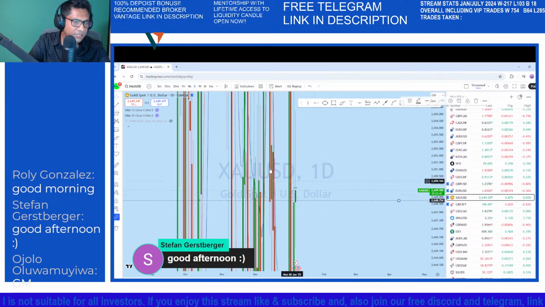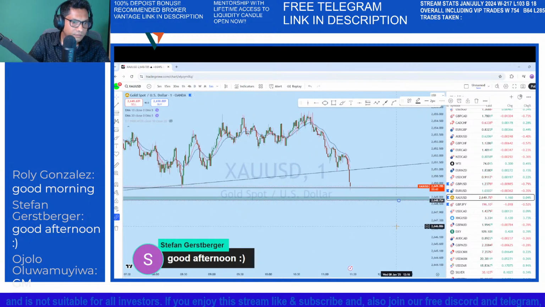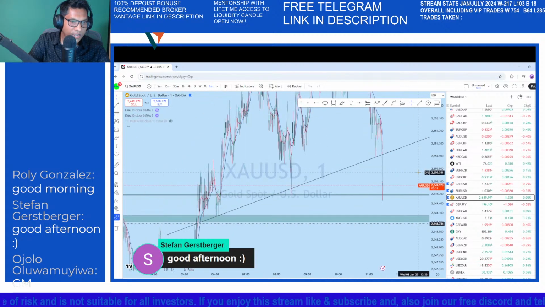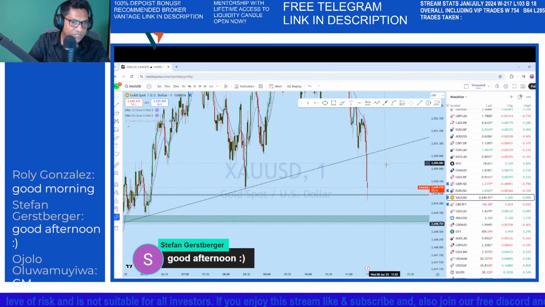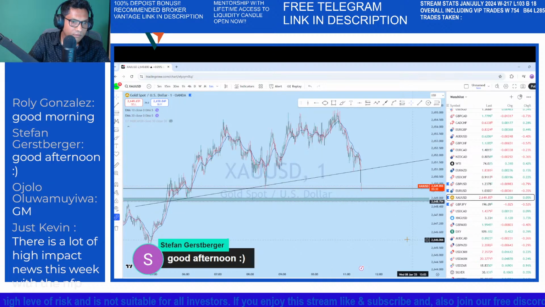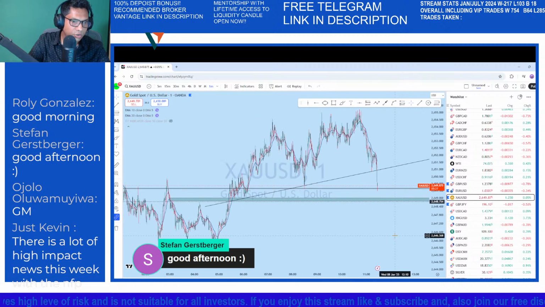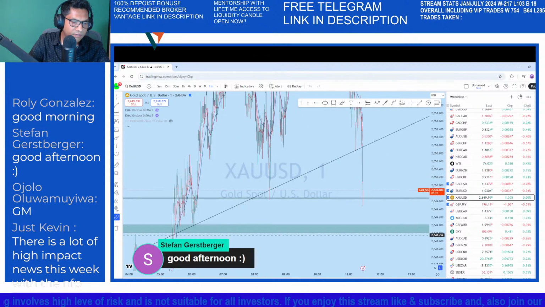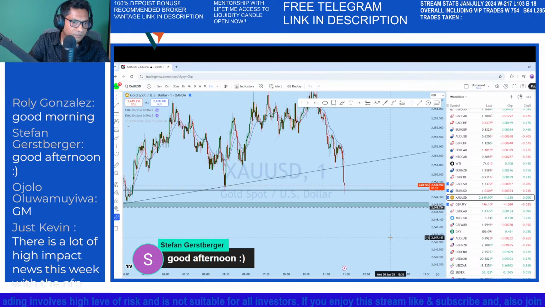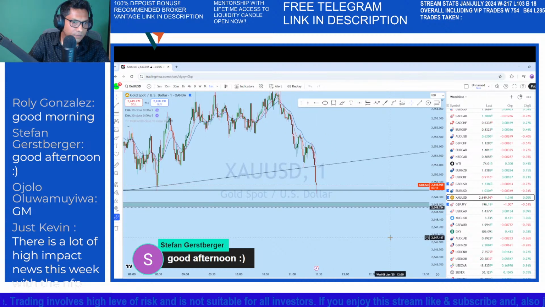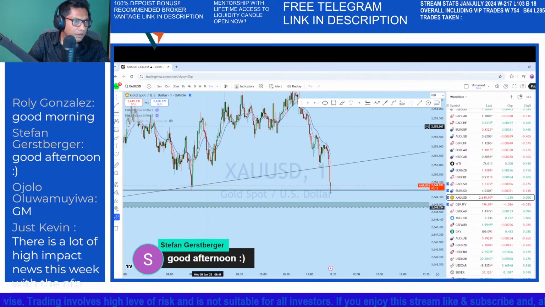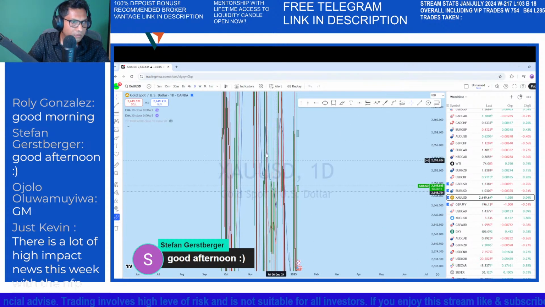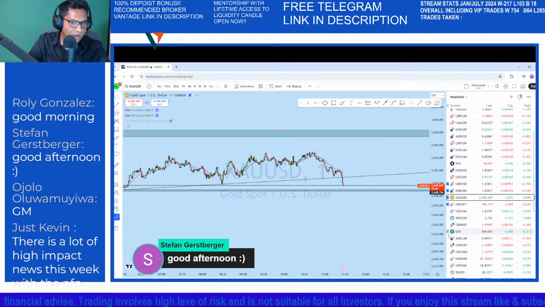Okay, so you can see this is the daily support, and looking at that, you can see there is a rejection here. Support here, rejection, and this is on the daily support now. Let's wait to see how the market is reacting.